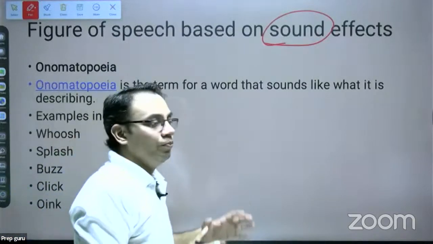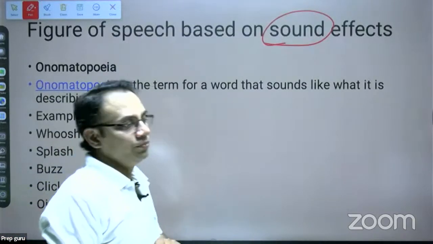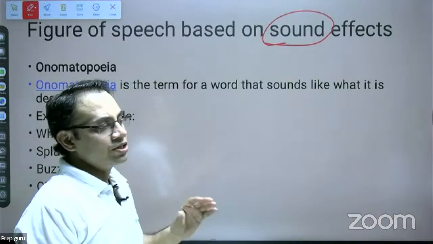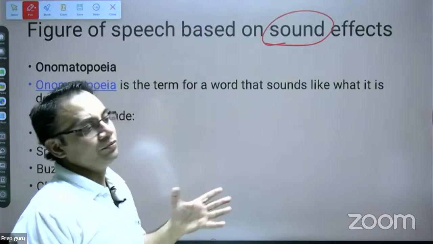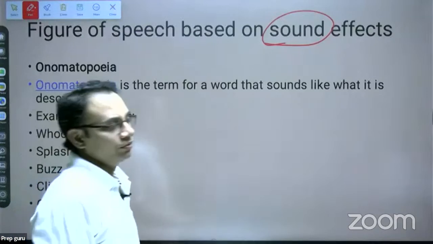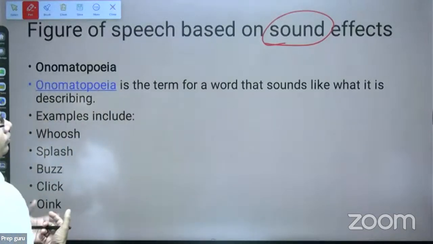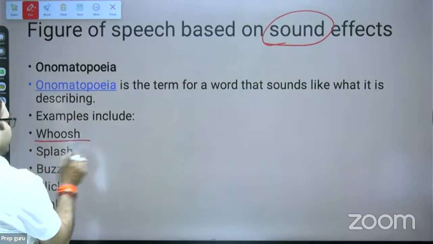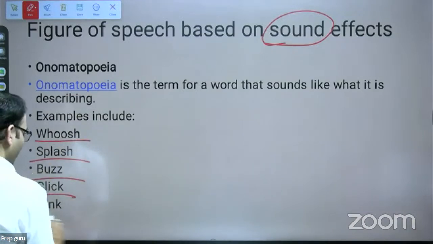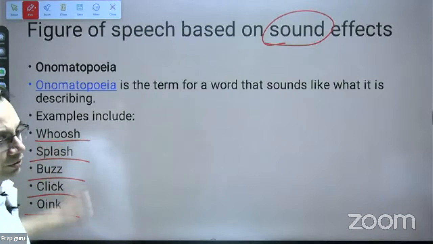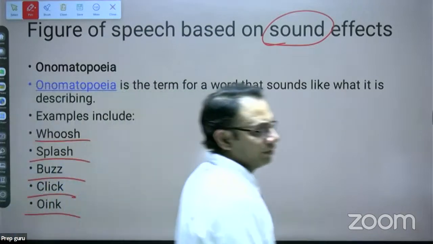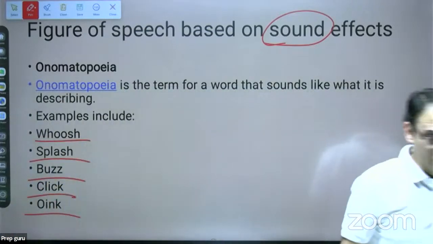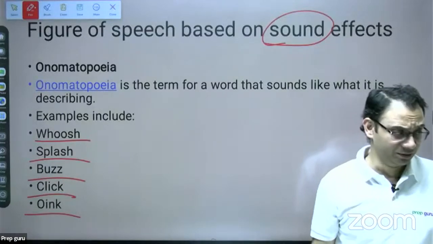Onomatopoeia. Onomatopoeia means what? Sounds with the names, means name of particular sound. लिख सकते हो name of particular sounds. ठीक है, whoosh, splash, buzz, click, oink. ठीक है, these are the what? Name of sounds created by any other creature, animals, living or non-living things.